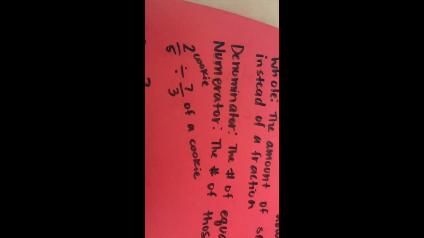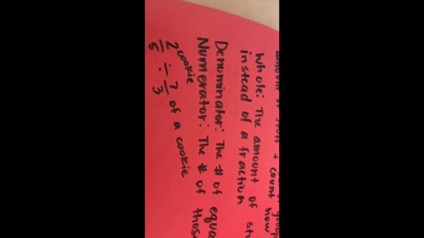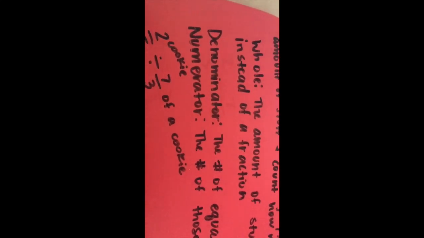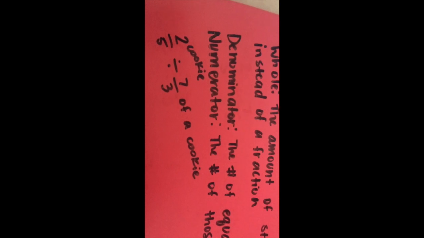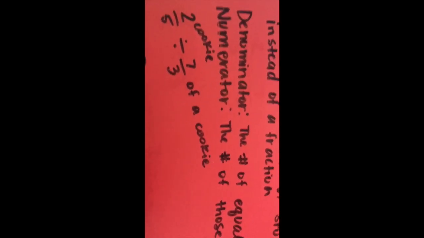So today we are going to be dividing 2/5 divided by 7/3. That's like saying we have 2/5 of a cookie, and I want to give 7/3 of that cookie to my friends, and I want to see how many of my friends can get 7/3.